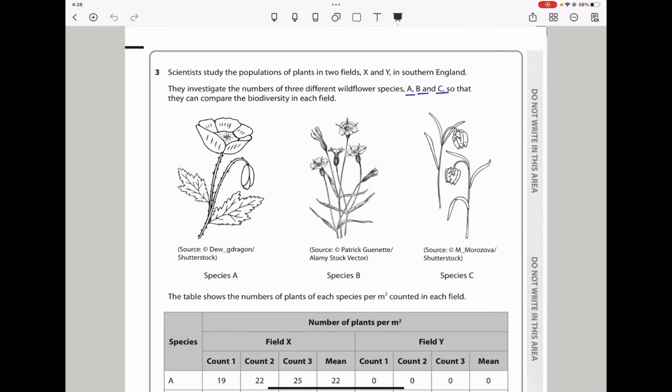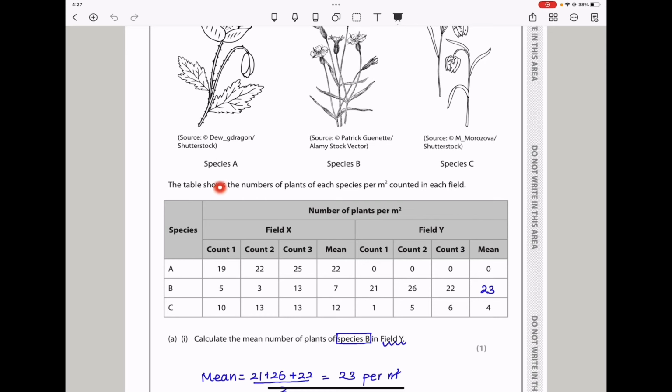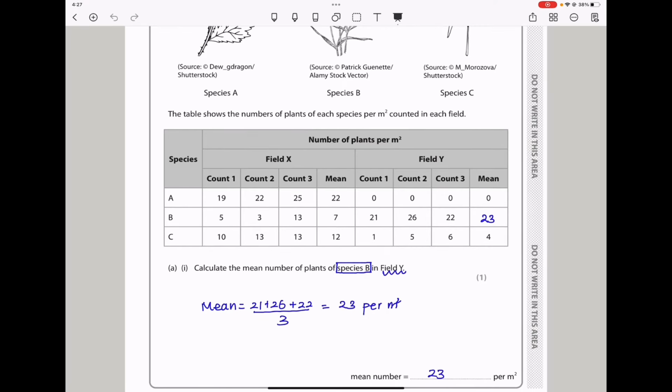Question 3. Scientists study the population of plants in 2 fields. There is field X and Y in southern England. They investigated the numbers of 3 different wildflower species, A, B, and C, so that they can compare the biodiversity in each field. So this is A, that is B, and that is C. They say the table shows the numbers of plants of each species per meter squared counted in each field. So we can see field X, field Y, and the different species that are present.